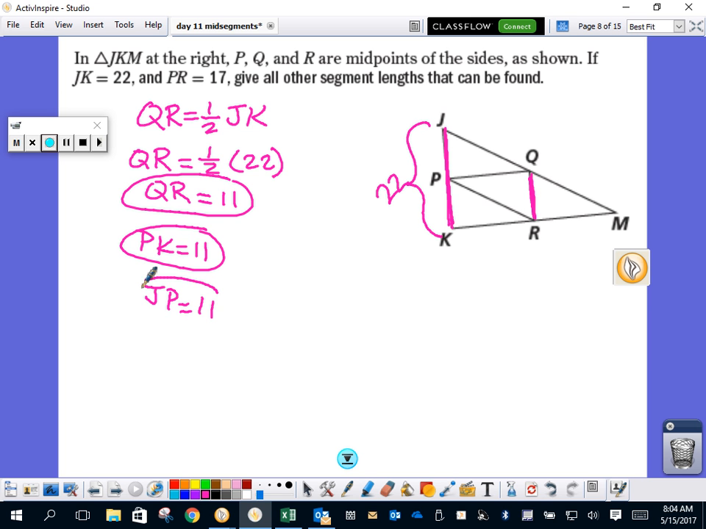11. So we did that just by knowing the length of JK is 22. Okay? Now pick another color. Find the length of PR. PR is 17.